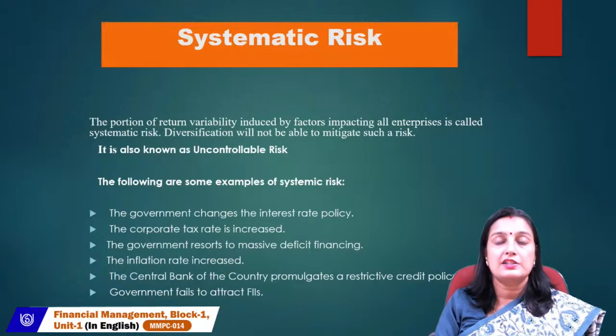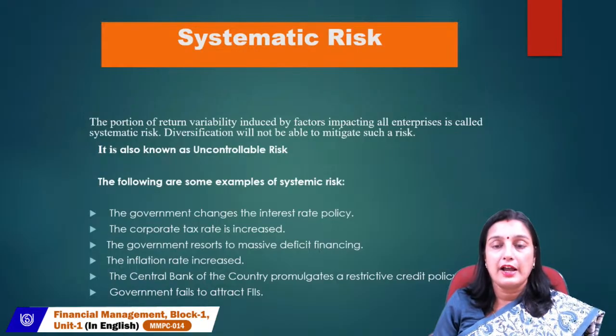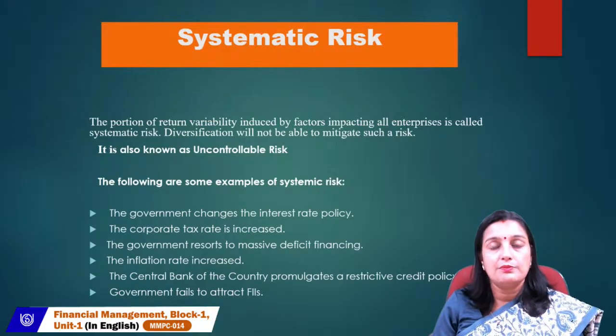So what do we mean by systematic risk? The portion of return variability induced by the factors impacting all enterprises is called systematic risk. Diversification will not be able to mitigate such risk. Systematic risk means the risk which impacts all business organizations. There is no legacy and no benefit given to any sector, and it impacts all businesses and enterprises. Diversification cannot reduce such risk. It is bound to happen. So this is called systematic risk.